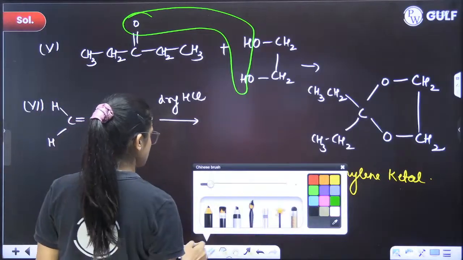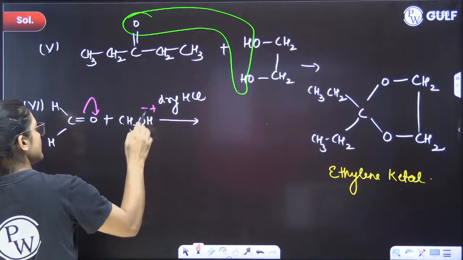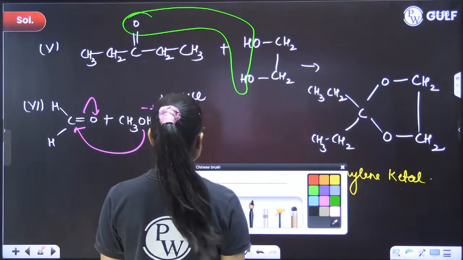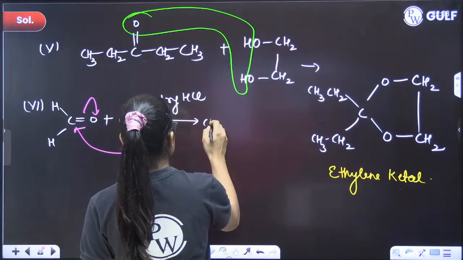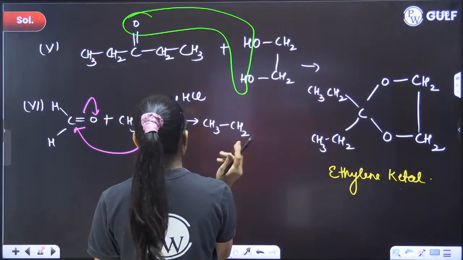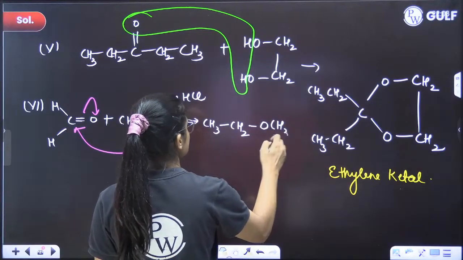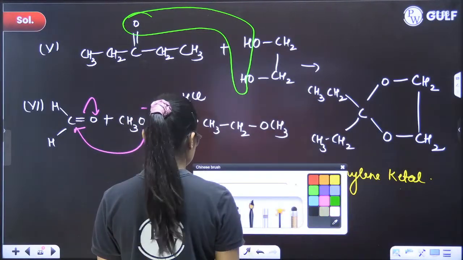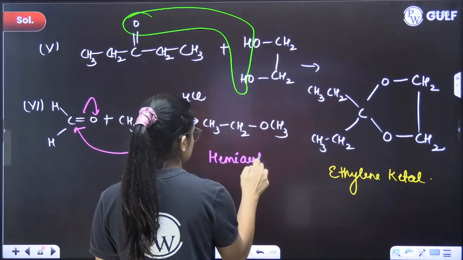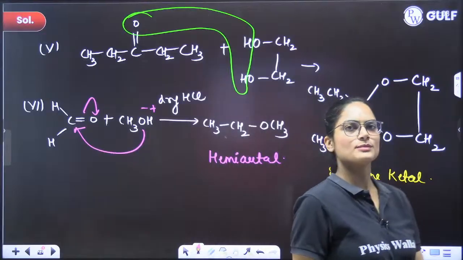This bond is polar, positive, negative. This will come and attack here. You will get hemiacetal, that is CH3, CH2, OCH3. This is hemiacetal. Clear, guys? Any problem?